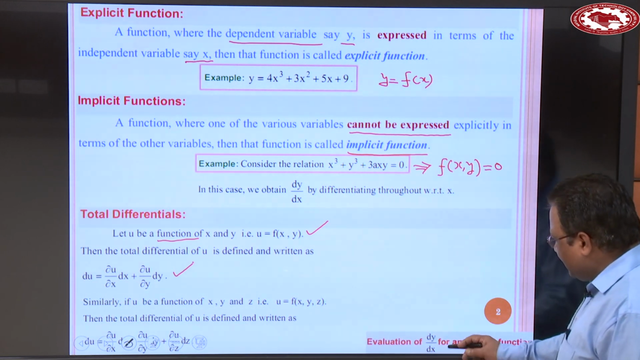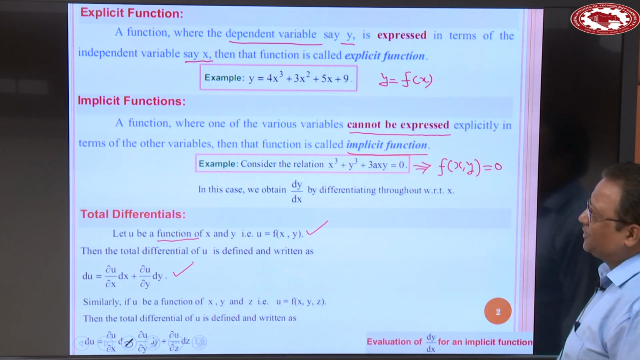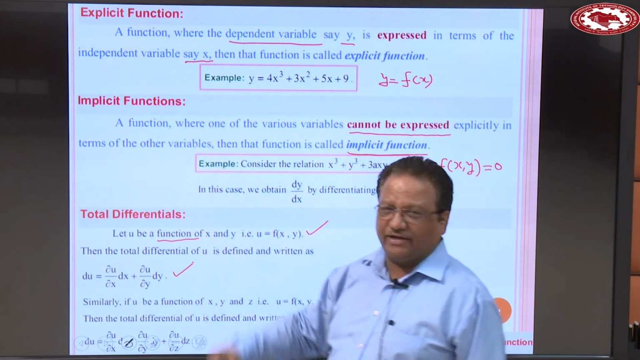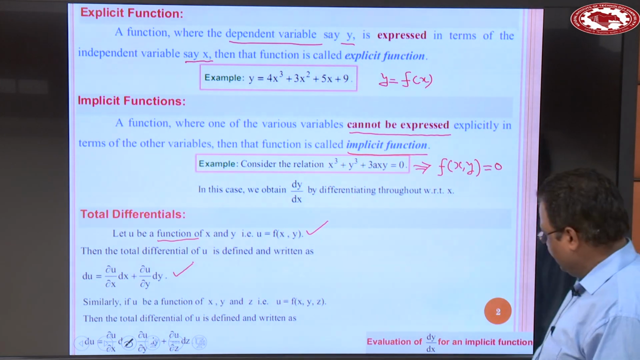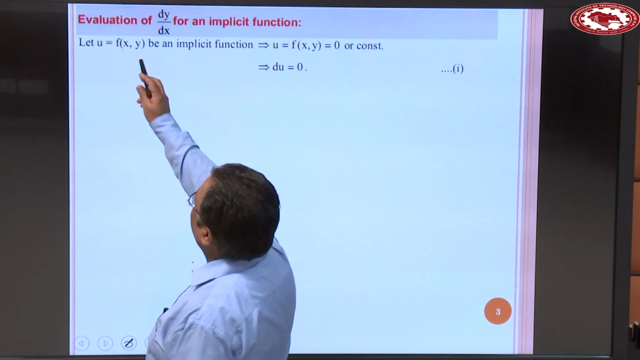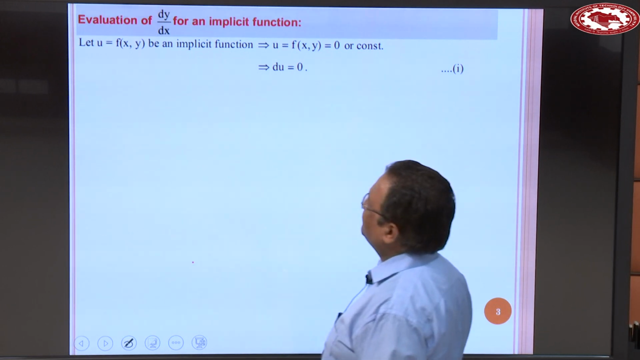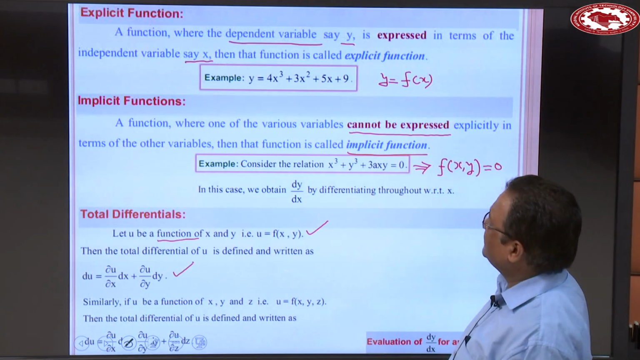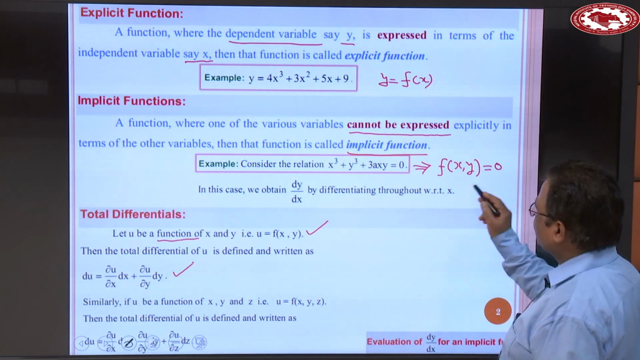Now, evaluation of dy over dx for an implicit function. So, in this case, how can we evaluate dy over dx? Let u is equal to f(x, y) be an implicit function. So, when we write u is equal to f(x, y) be an implicit function, this means f(x, y) is equal to 0.